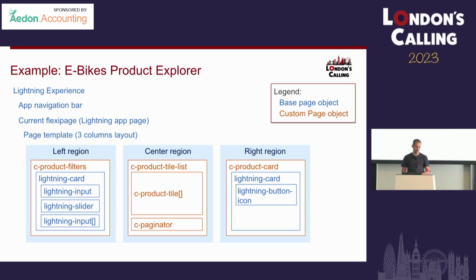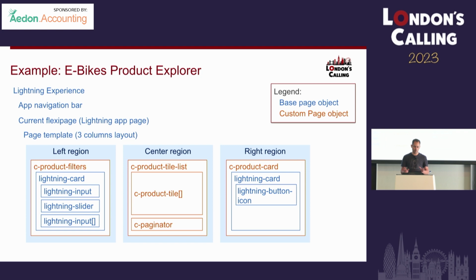In the example I'm sharing now, we have three regions, and then you have a mix of both base components and custom components. Everything that I shared on the previous page is all custom, so that's custom Lightning Web Components, and you can see them here in orange. And they do incorporate some base components like cards, buttons, sliders, etc.